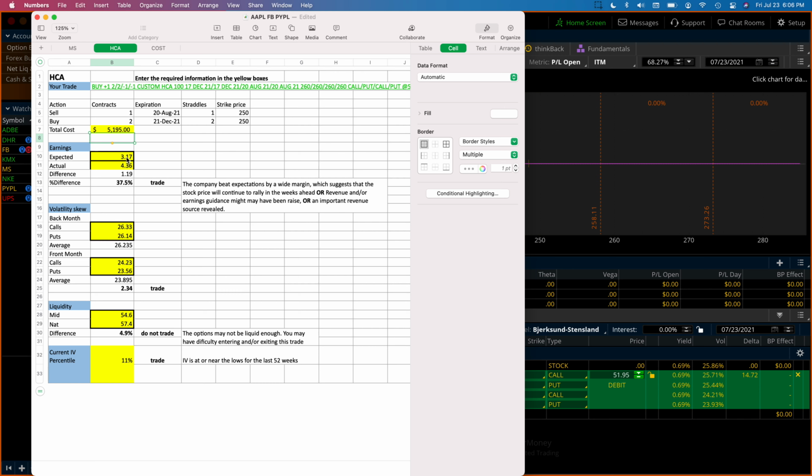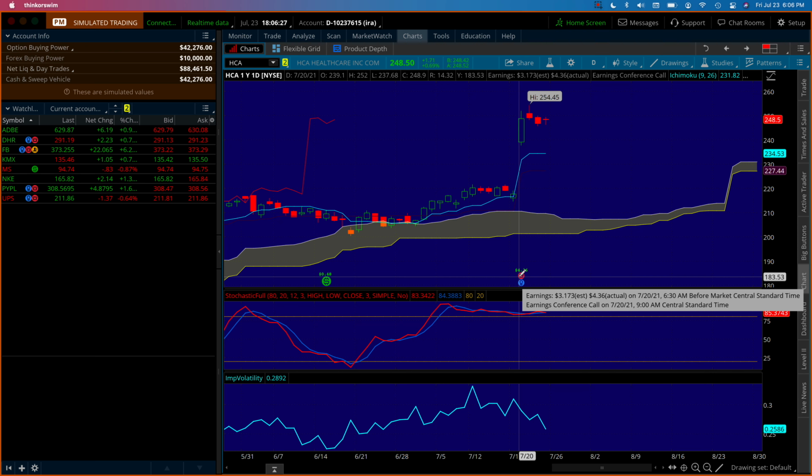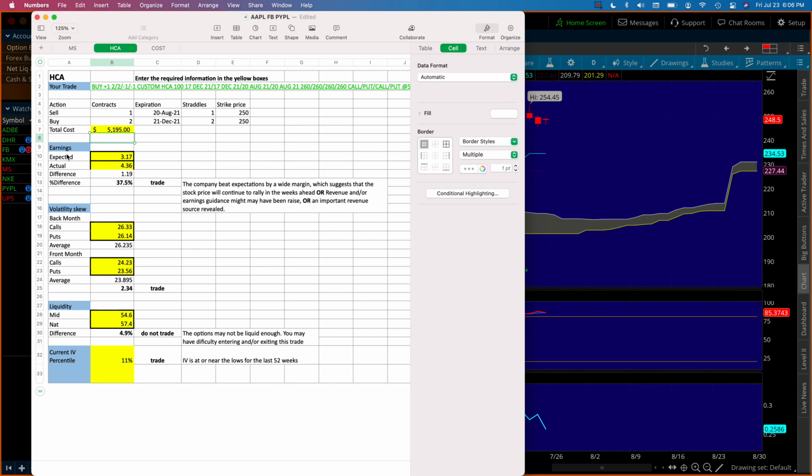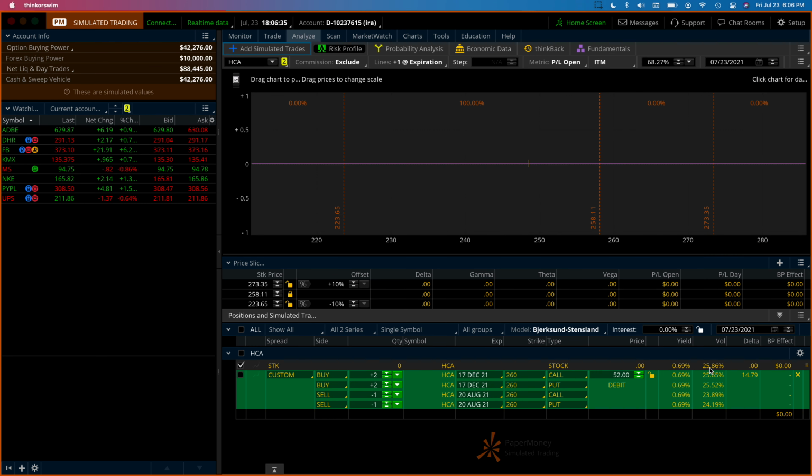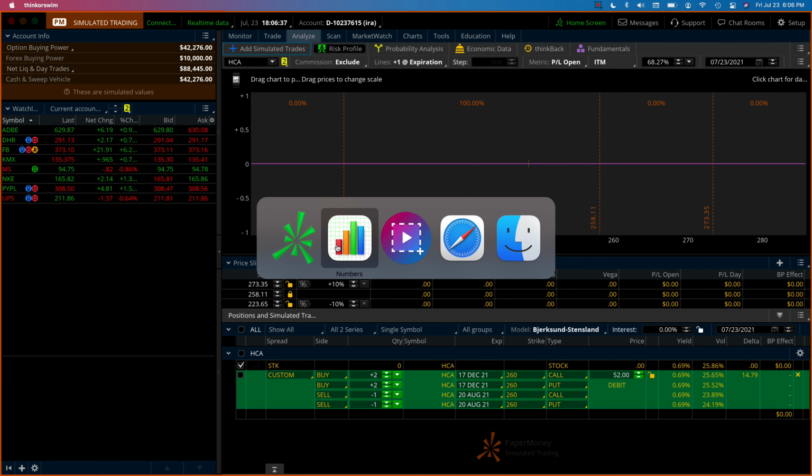Okay, let's check the expected earnings. I think I went through that, but let's quickly review that. 436 is the actual versus 317 was the expected. Yeah, I have that correct. Let's go to the analyze tab and enter the volatility here.